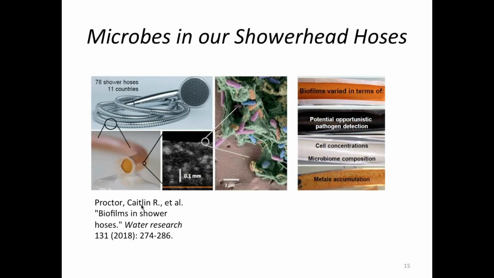Now, further work was carried out by Caitlin Proctor, and she was a researcher at ETH University in Zurich at the time. And what Proctor went on to do is look at the biofilms that inhabit shower hoses. And she looked at shower hoses in 11 countries. She found that potentially opportunistic pathogens were present in the houses she studied, including Legionella. And that the type of material that was used, so in this case, plastic tubing, appears to favor more biofilm growth than the metal does.